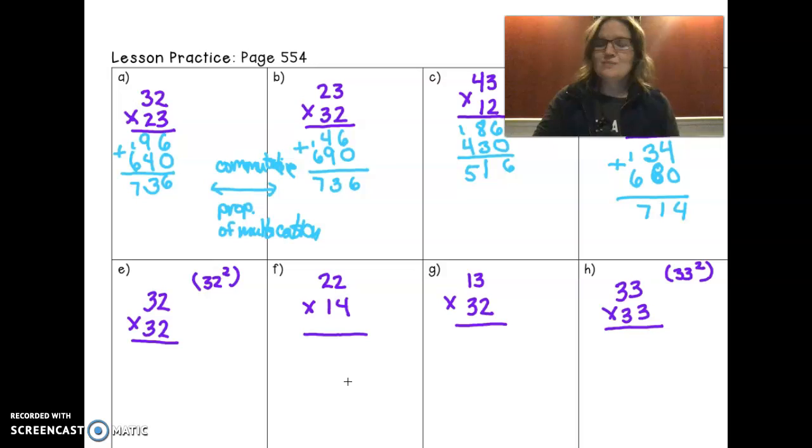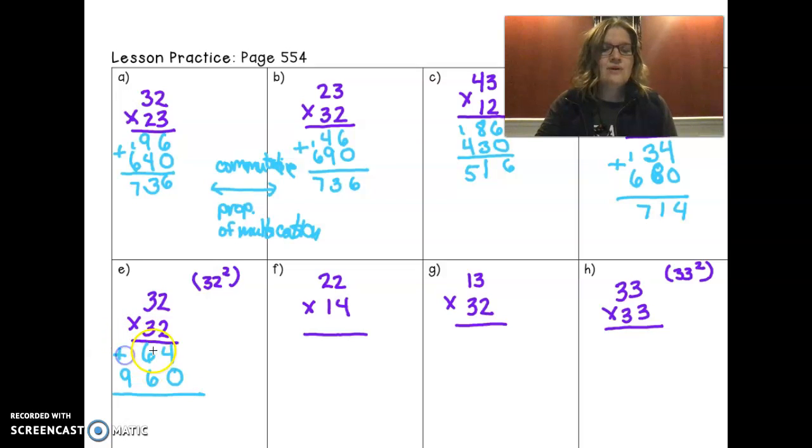Now, 32 times 32, which I put a little note. Something times itself, we could also say 32 squared. Let's do this. 2 times 2 is 4. 2 times 3 is 6. Put our 0 down. 3 times 2 is 6. 3 times 3 is 9.